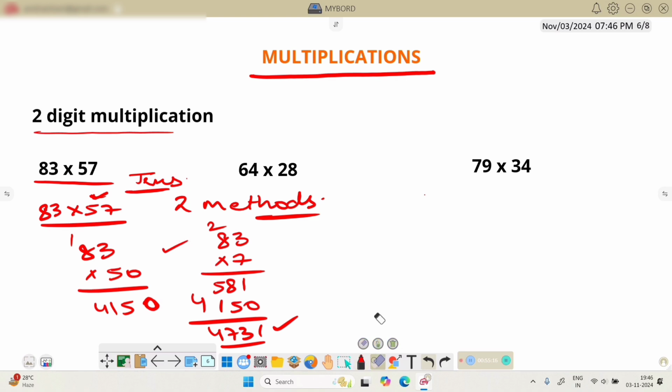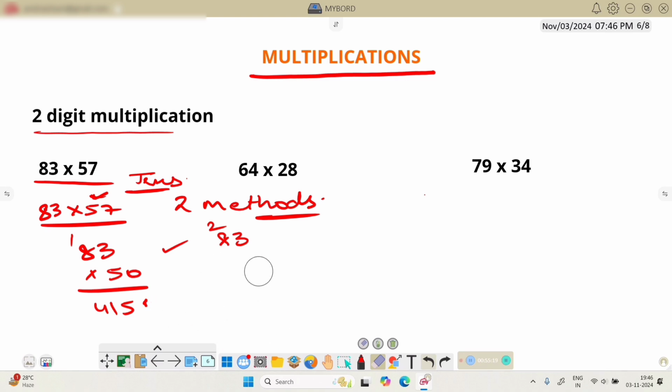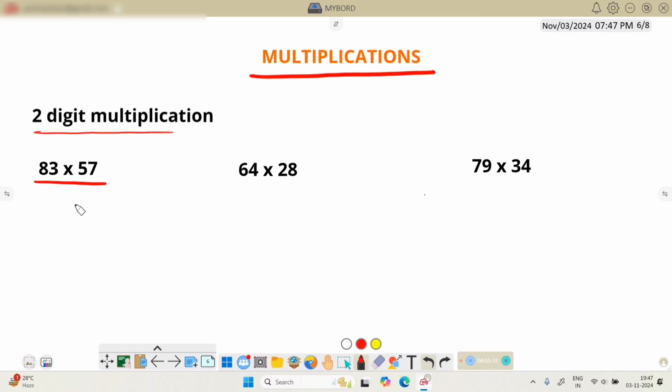Okay, so besides this method there is another method, so we will see this method also. See here, the numbers they have given is 83 into 57. First what you will do is you just multiply the unit digits first. Okay, 3 sevens are 21. Okay, so here you got unit digit 1, you just keep this 1 aside. Here you write 1, and next 2 is carried to the next step.